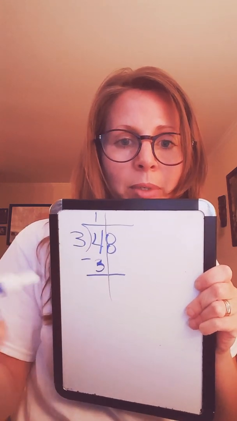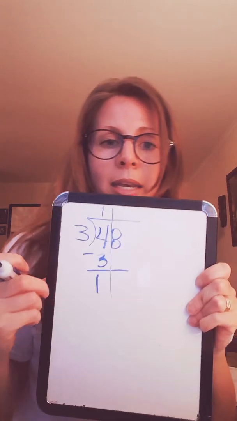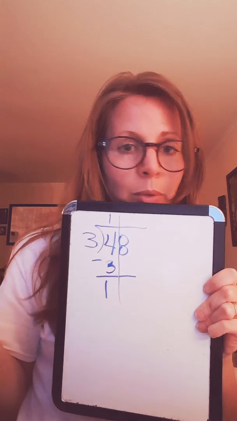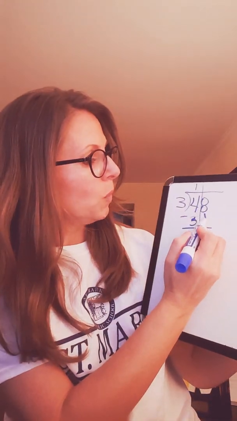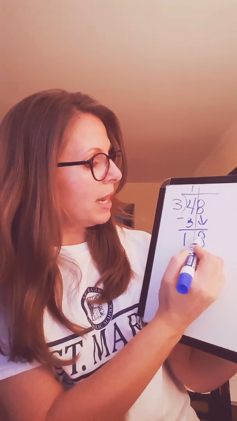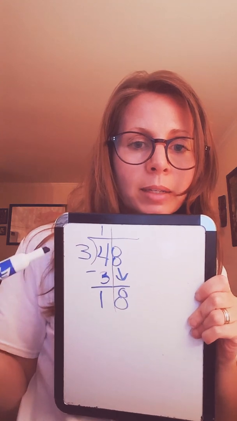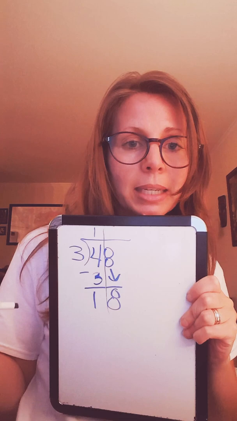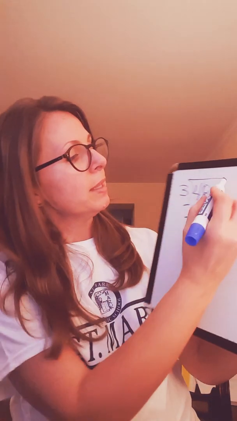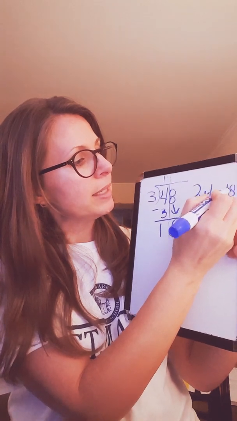So now we subtract. We divided, we multiplied, now we subtract. 3 minus 4 is 1. And now we have to bring down. What are we bringing down? We have to bring down that 8. All right, now we are dividing 3 into 18. How many times can 3 go into 18? Well, we know that 3 times 6 is 18.